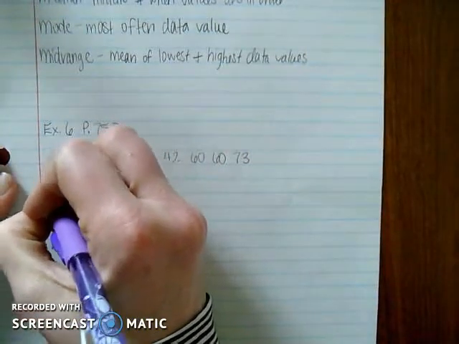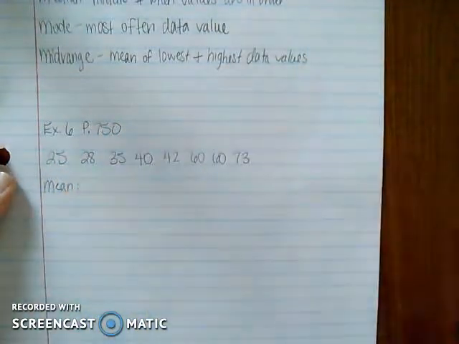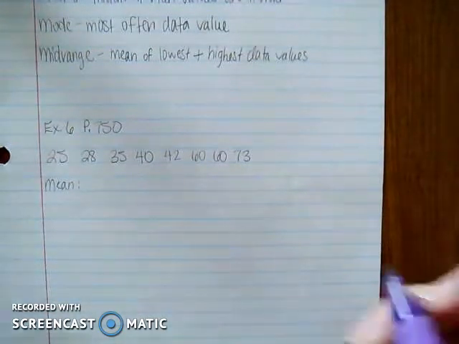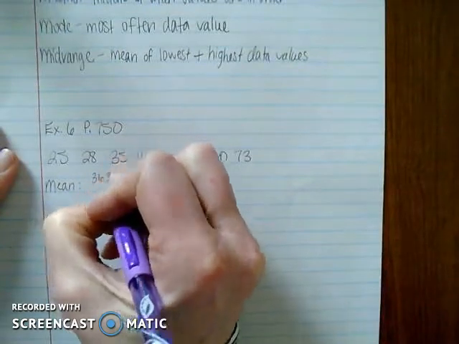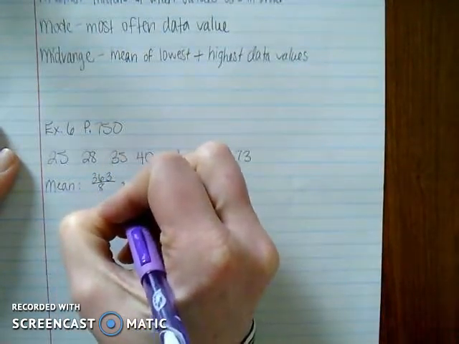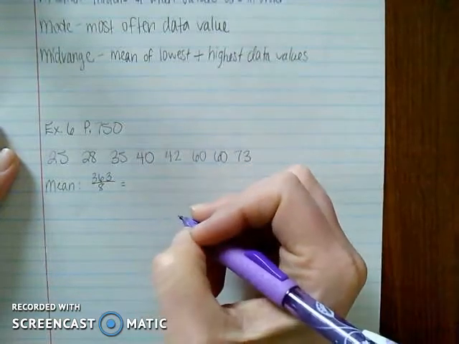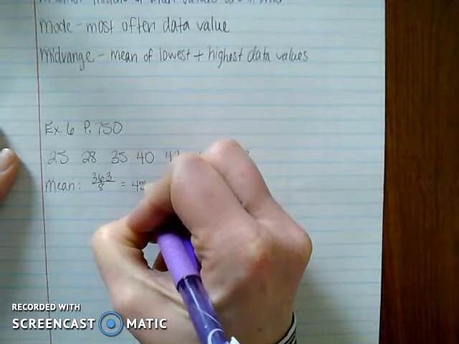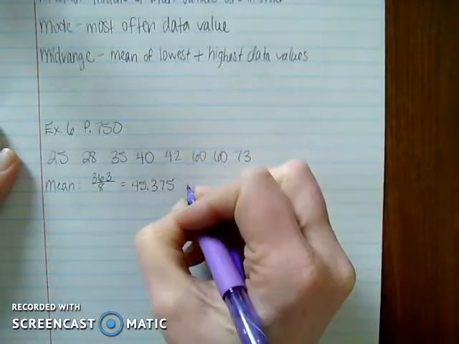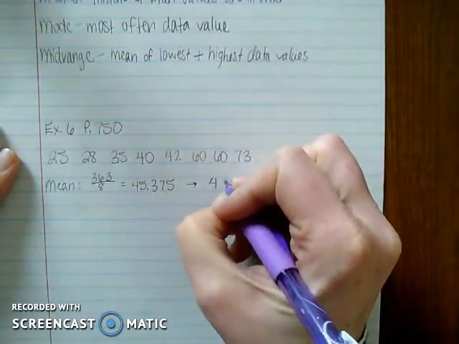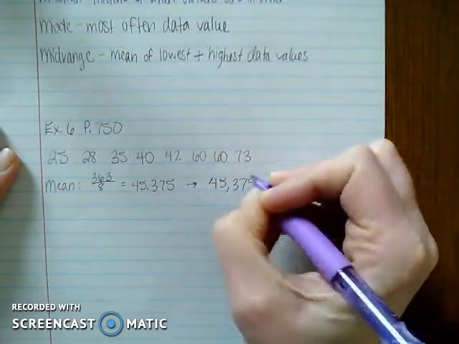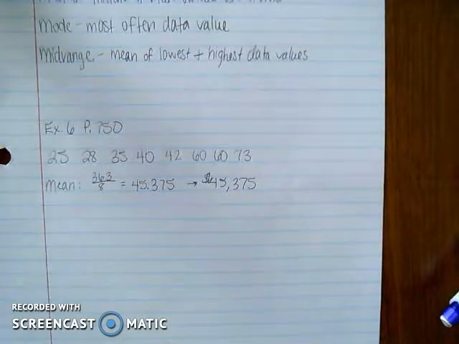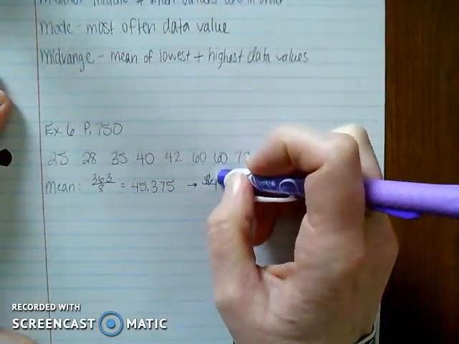Okay, so for the mean, and again, when you do these, you need to make sure you label them. You're going to add them all together. And when you do that, you get 363 divided by, there are 8 of them. So we get 45.375. Okay, or that would make more sense if we said $45,375. So the mean salary of these 8 social workers is $45,375.